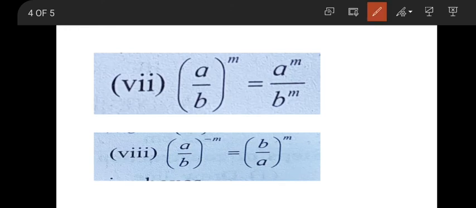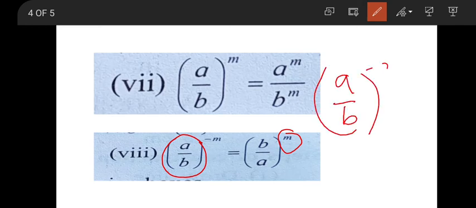Next, and the last one, this is (a upon b) bracket raised to minus m will be equal to... here minus m, we wish to convert this minus m into plus m, so we have to bring this a upon b as b upon a, so that the power will be in positive form. For example, (a upon b) bracket raised to minus 2, so it will be (b upon a) bracket raised to 2.